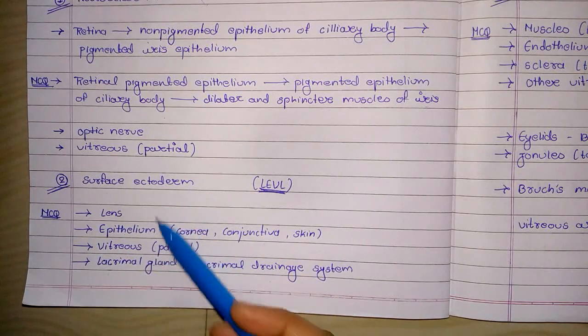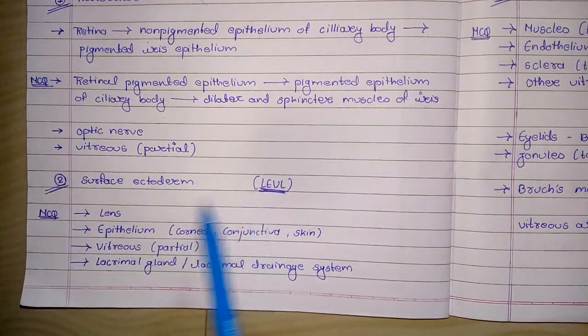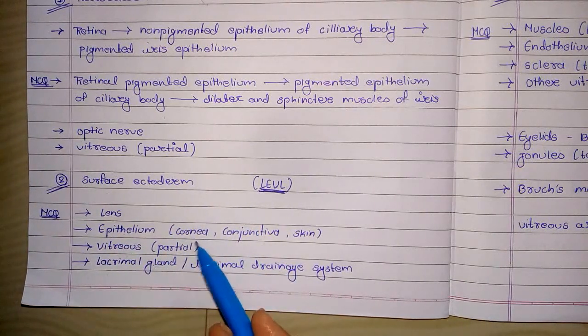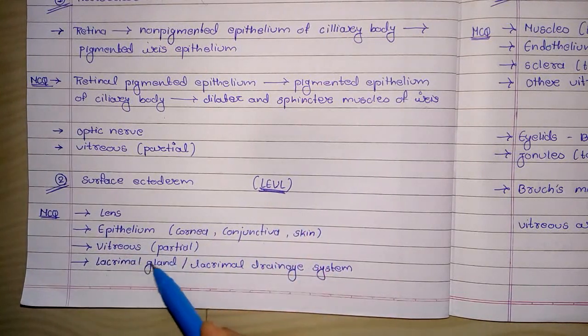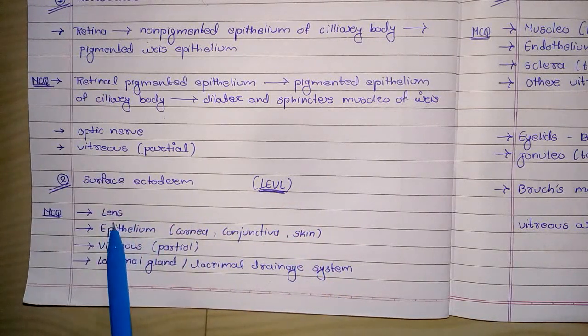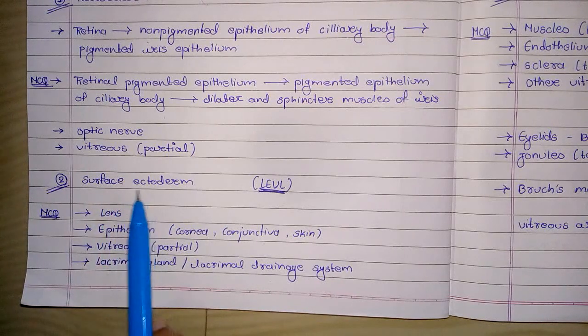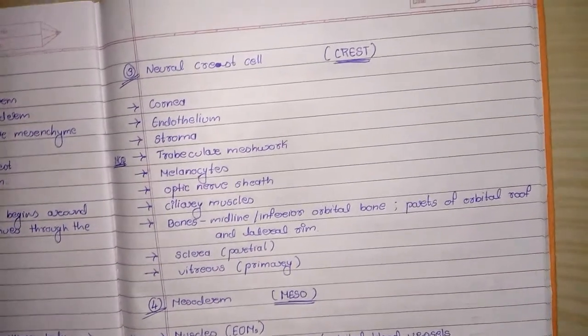So how to remember this point? You have to remember only the word SURFACE. L for the lens, E for the epithelium, in that epithelium of the cornea, conjunctiva, skin, V for the vitreous, which is partial, L for the lacrimal gland and lacrimal drainage system. The crystalline lens is an important point, it can be asked in MCQs, that the crystalline lens develops from the surface ectoderm. Next we are going to see the neural crest cells.